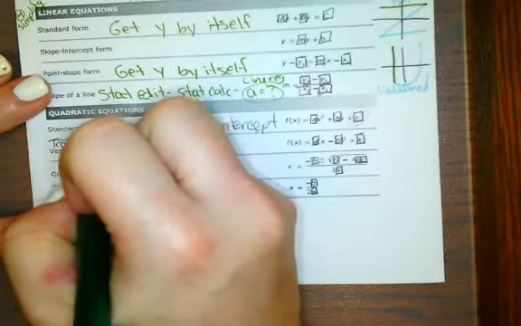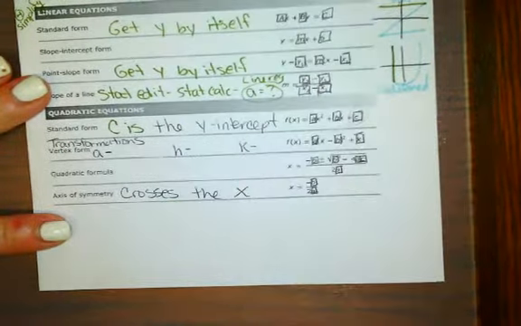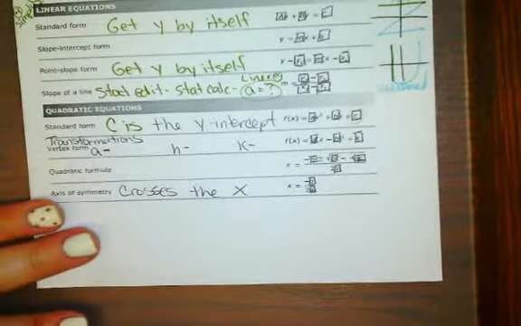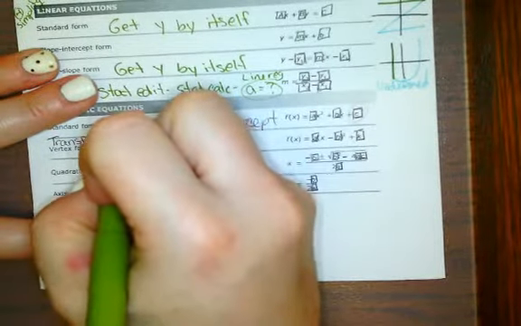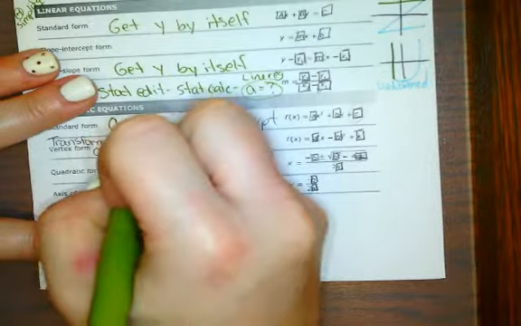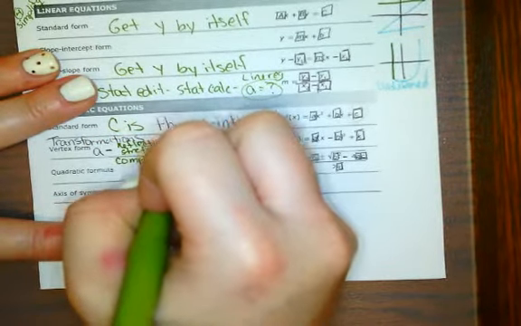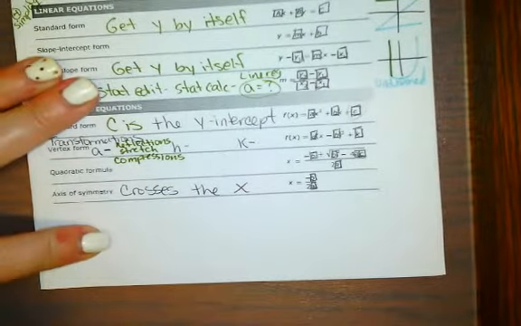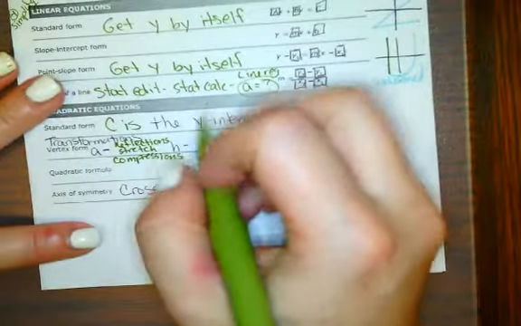So in vertex form, you have A, H, and K. You just got to know what those affect. So A affects reflections, stretches, and compressions. Just knowing the placement can do a world of good with eliminating answer choices.